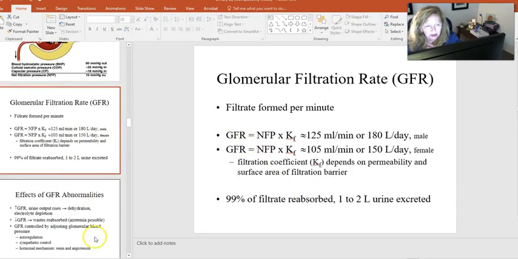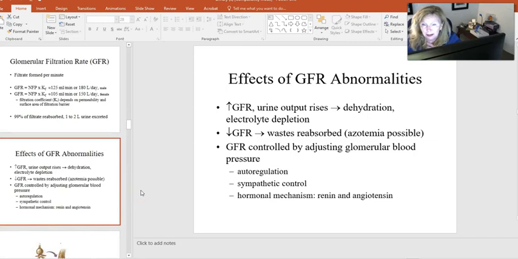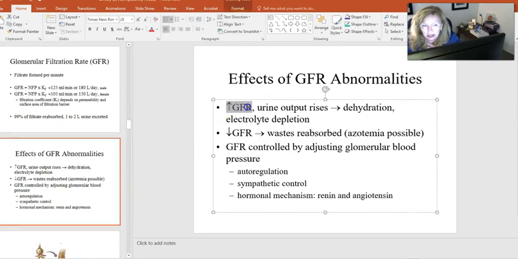So they can measure this. What's going to happen if there are abnormalities? If the glomerular filtration rate increases, then the urine output is going to increase, because no matter how much you can reclaim, if your rate increased, you're probably going to have an increased output, which can lead to dehydration and electrolyte imbalances. Electrolyte imbalances can be dangerous. We'll talk more about that in the next chapter, but we already understand how important sodium and potassium are to controlling action potentials for our cells.